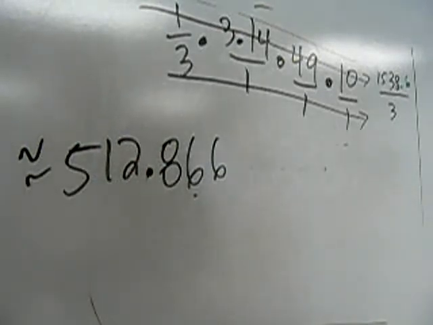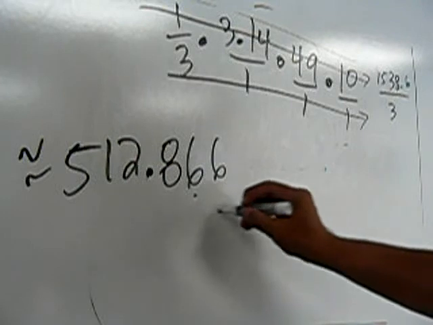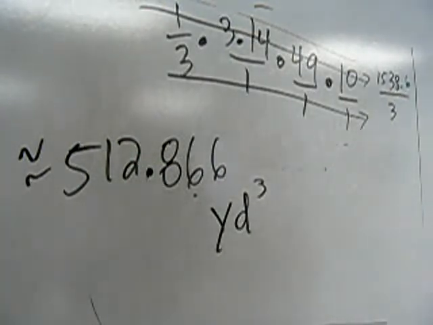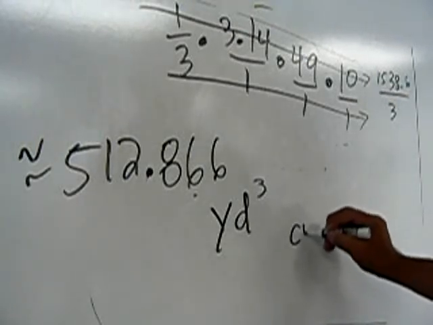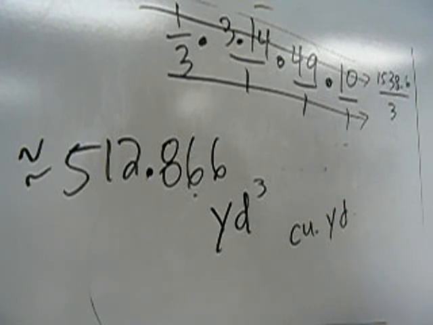Approximately. Don't forget, since we're looking for volume, the units are going to be cubic. So then this would be about 512.866 cubic yards, or if you wanted to, cubic yards. It's the same thing.